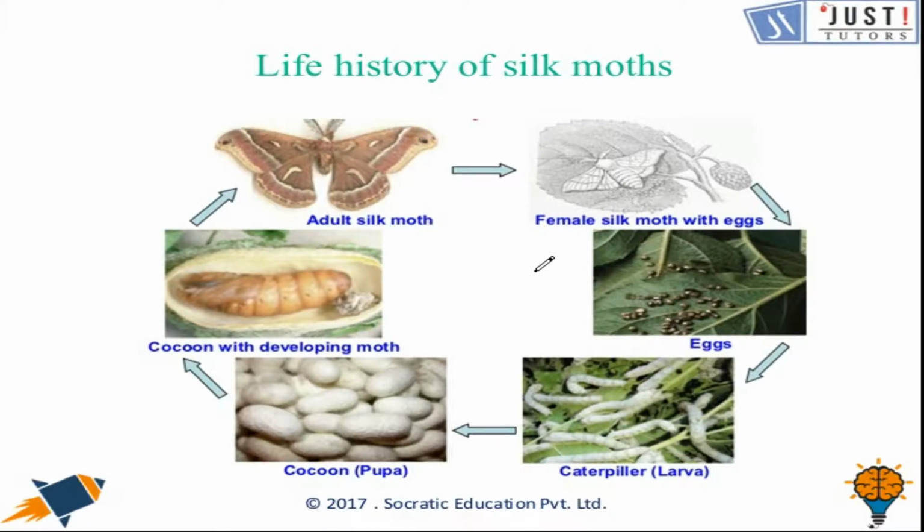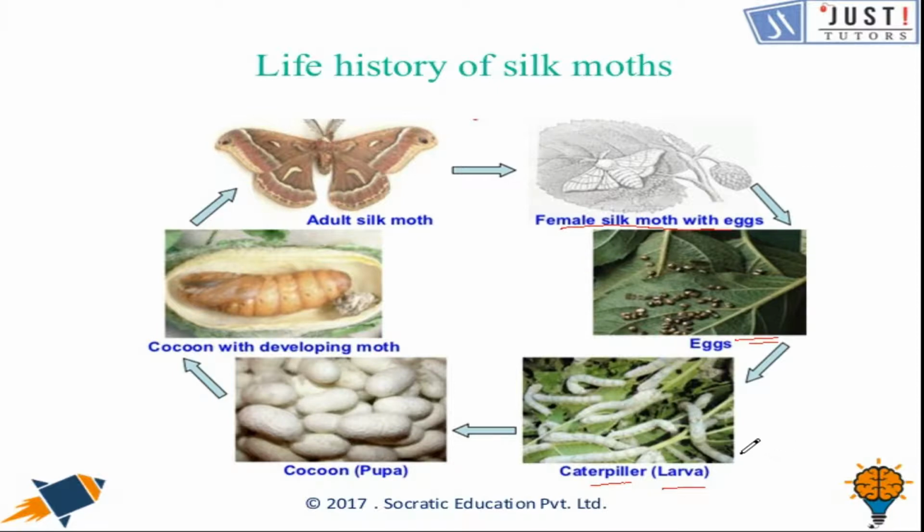Actually, silkworms are not worms but larvae or caterpillars hatched from the eggs of the silk moth. The life history of a silk moth starts when a female silk moth lays eggs. As you can see here, the female silk moth with eggs, and these are the eggs. These eggs change into caterpillars, or we can say larvae. The larvae or caterpillars hatch from the eggs of the silk moth.